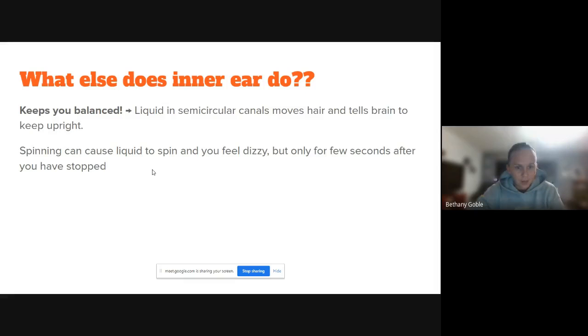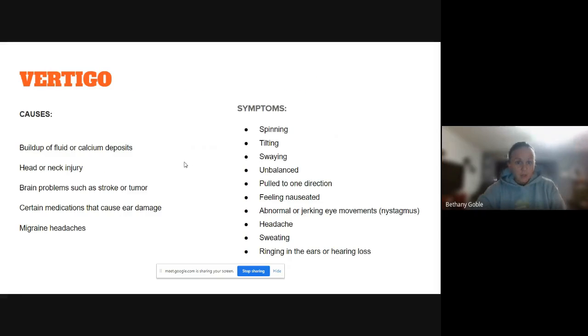All right, now I'm going to talk about some issues and disorders of the ear. This first one's called vertigo. If you've ever heard of someone who had vertigo, once you have it, you have it. It's nothing to be cured, but you might find ways to help prevent some of the issues it causes. So vertigo can happen with any of these causes on the side.